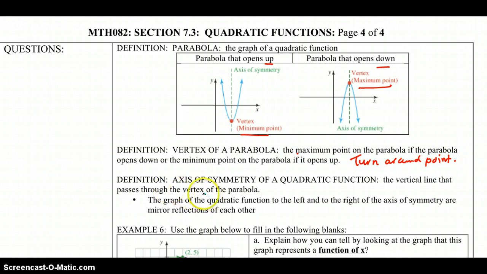The other thing that we have is this axis of symmetry. We can fold up a parabola along this line, which is a vertical line, so its equation is going to be x equal to some particular number. Again, we can fold it up and get mirror images left to right of that line, and that line runs right through the vertex point. So it's a vertical line that passes through the vertex of that parabola.